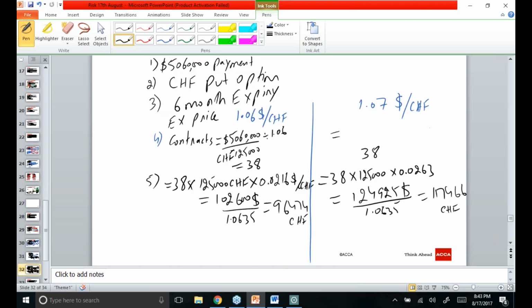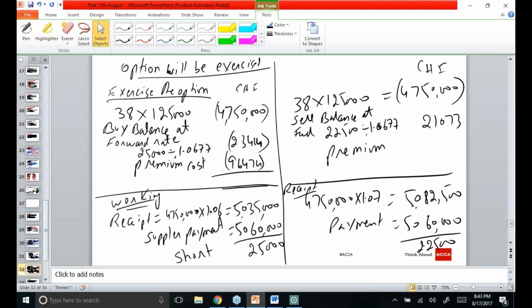And the premium cost is 117,466. This is also negative. And obviously you will choose the exercise price at which the total cost will be lower. That's how you are going to solve it.